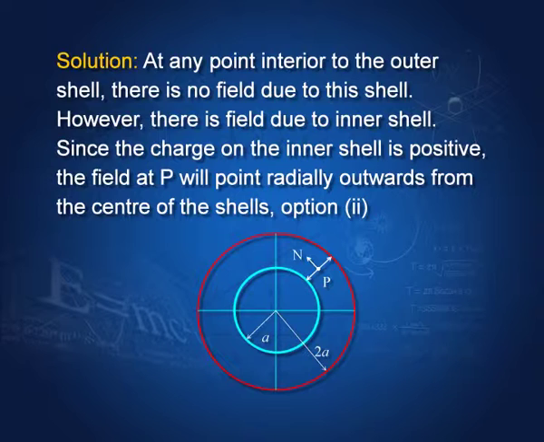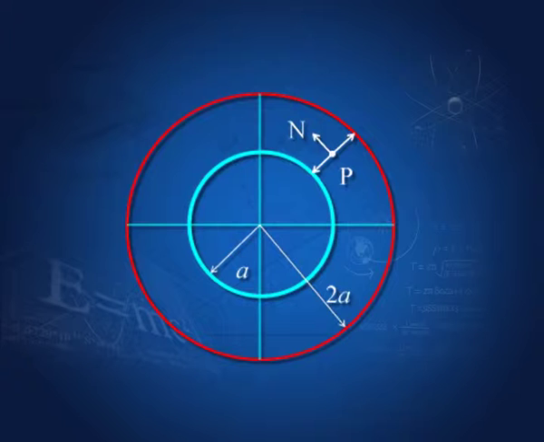So, the field is only due to the charge on the inner shell, and that field is radial, as we have found in the last lecture. So, at the point P the field is in this direction, radial from the center of the two shells. So, it is in this direction, not in this direction. The charge is positive, therefore, the field points radially outwards.